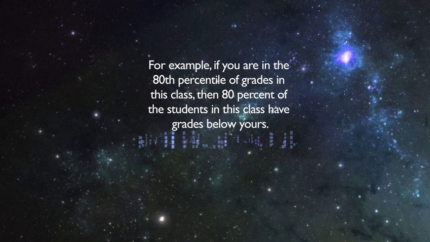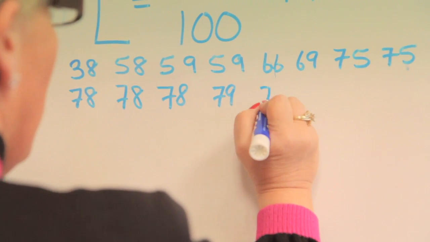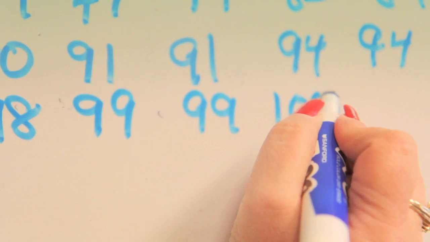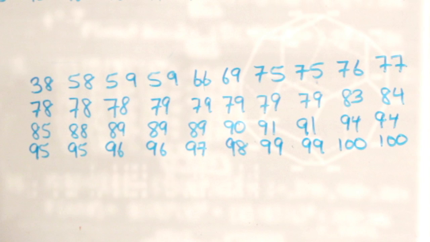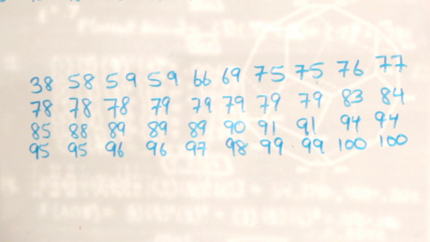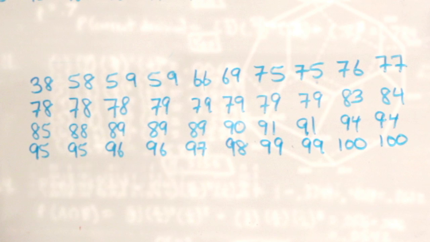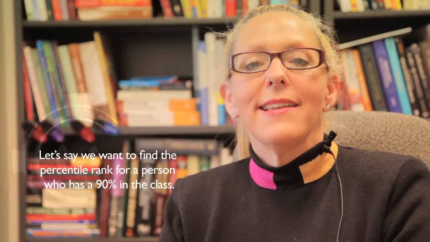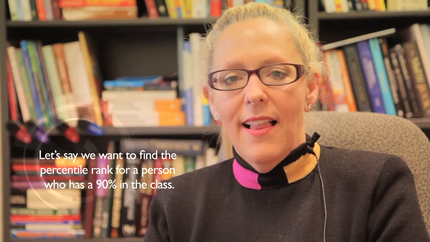Let's look at the following set of 40 fictitious grades for this class. The first thing we need to do is reorder the data from lowest to highest. To make sure you have all the data, highlight or strike through the numbers once you have put them in order. These are in order. Let's say we want to find the percentile rank for a student who has a 90% in this class.